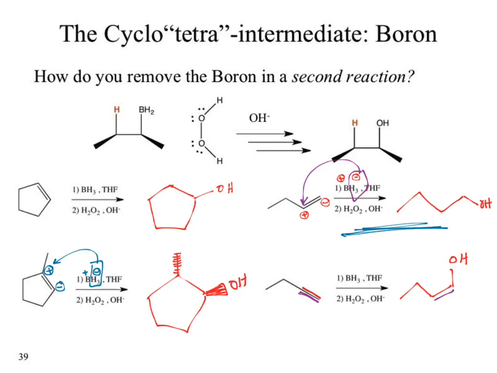Pause a second. What functional group do I have? I have an enol. And what do the enols do? They tautomerize to give us the carbonyl. You have to watch out for it.